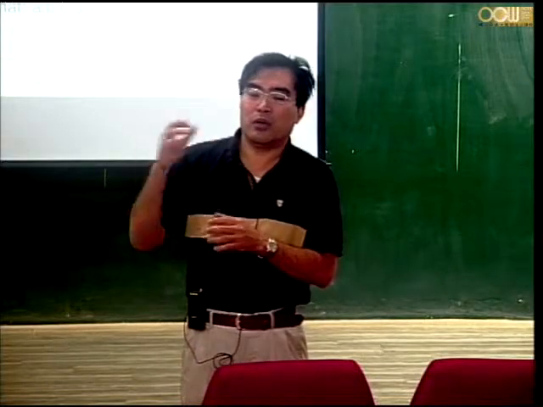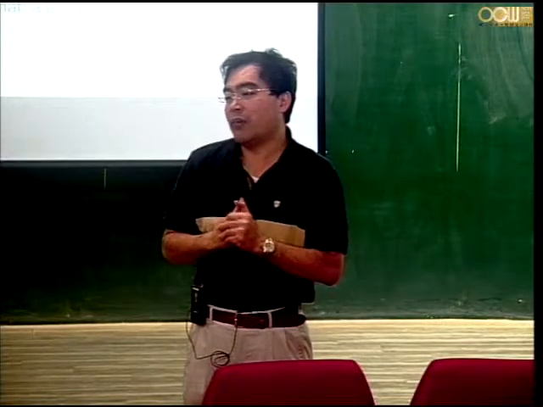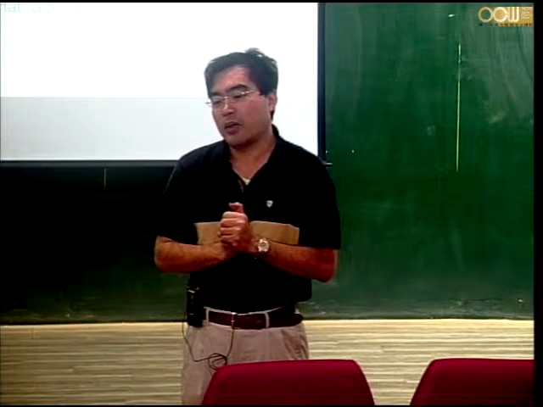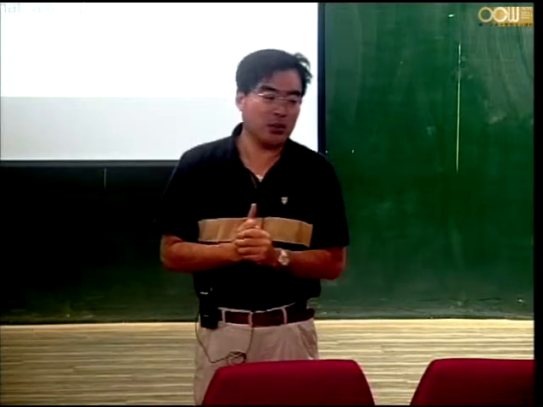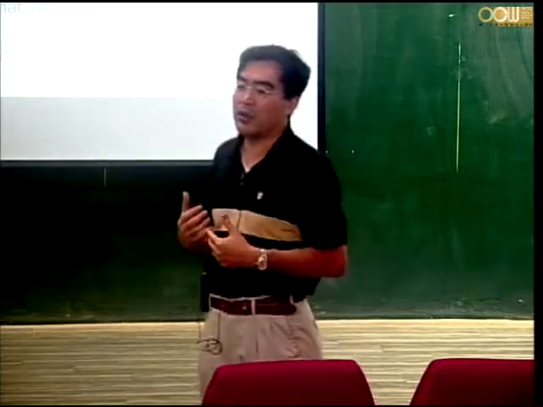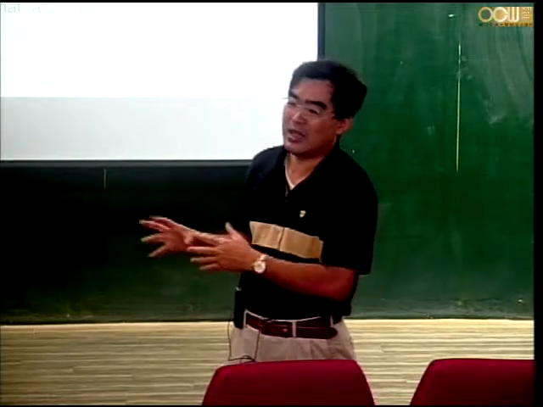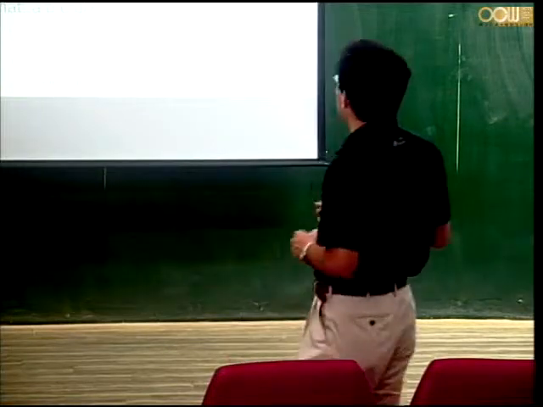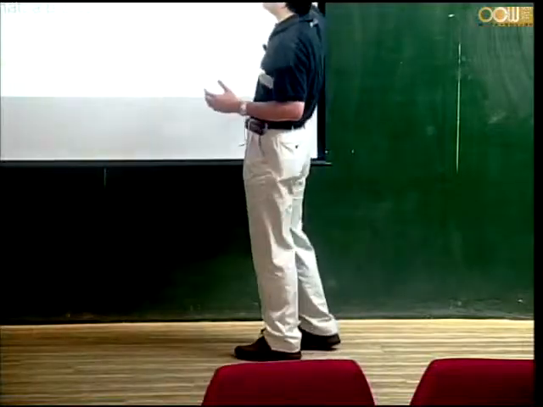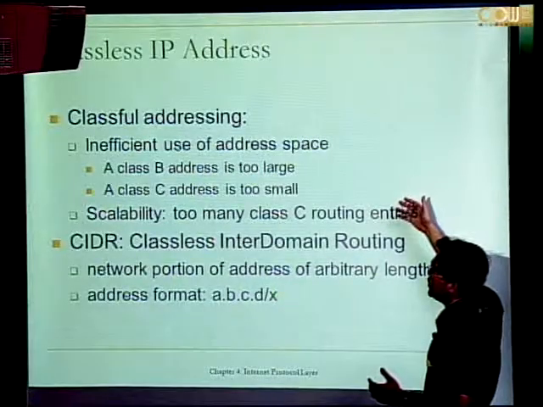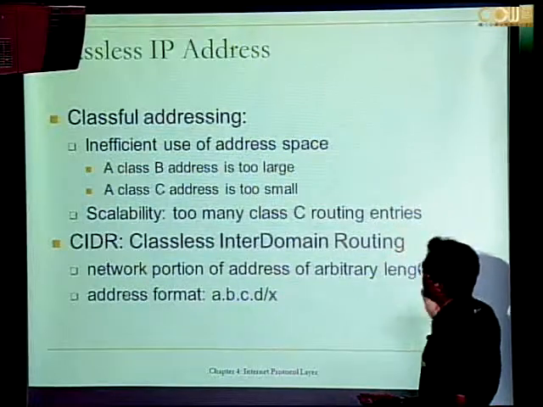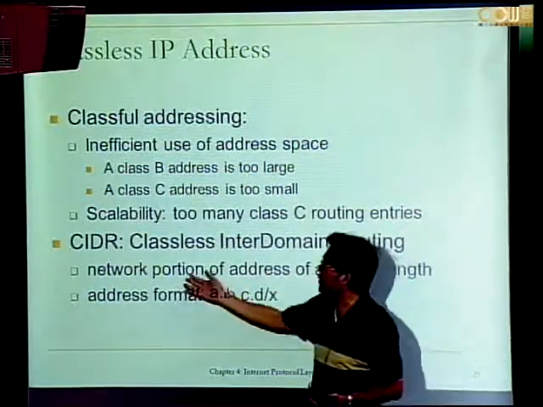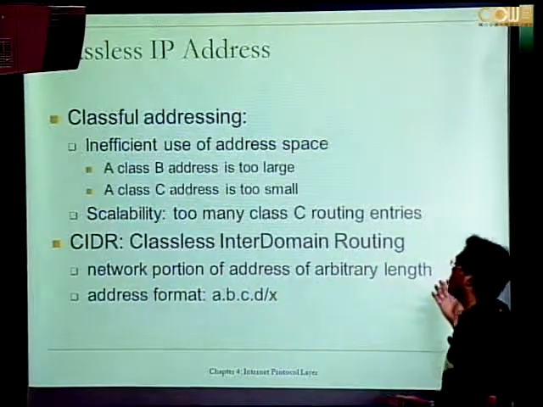But when they start to allocate Class C, it is a problem. Every time we allocate a Class C address, we increase a routing table entry, which is bad because we have so many Class C networks. Each of them will be tiny, small, but we have so many Class C. So they don't want to do that. They say it's a scalability problem: too many routing entries for Class C networks. So what we want is an arbitrary length of network address.